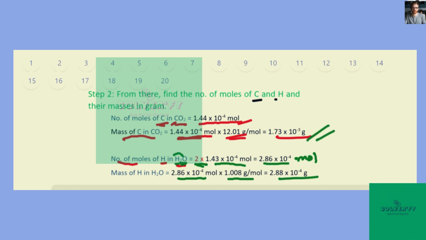So now we know the mass of carbon and mass of hydrogen produced, and these are also our mass of carbon and hydrogen in the ethyl butyrate. Since ethyl butyrate is completely combusted to produce carbon dioxide and water, that means the mass of carbon and hydrogen we are getting here are the mass of carbon and hydrogen in our ethyl butyrate.